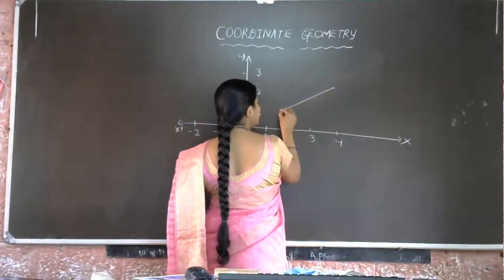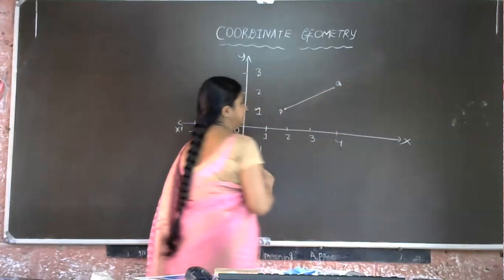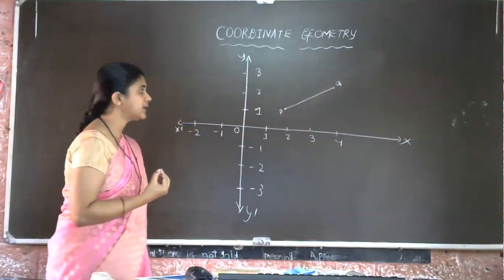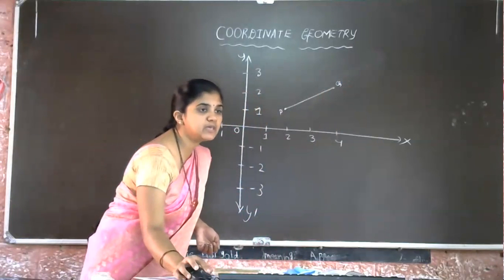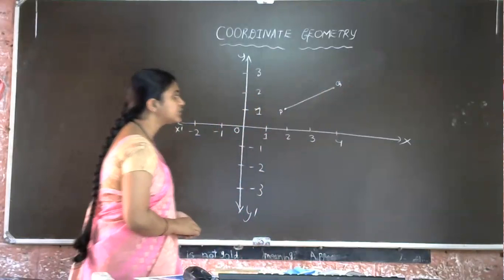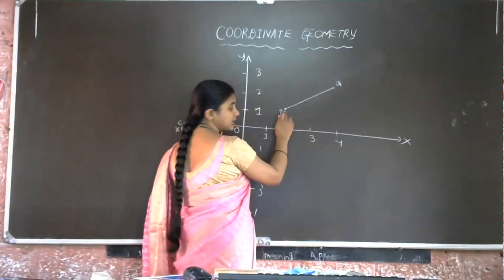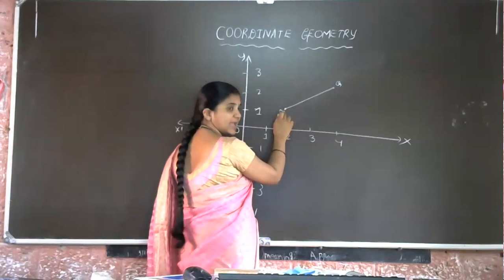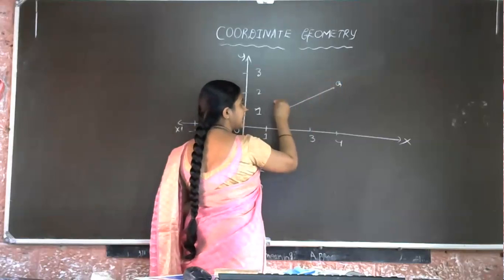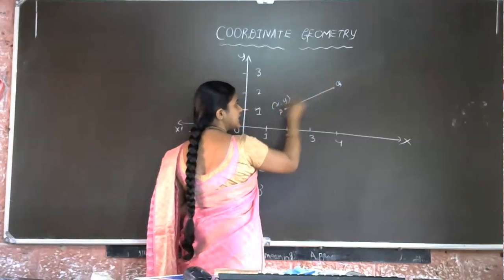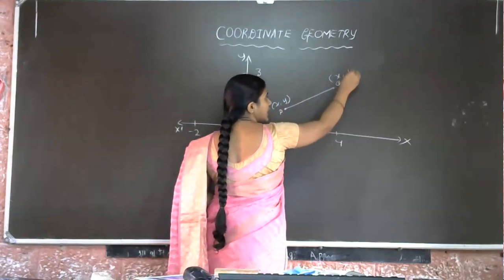Now we have P here and Q here. We have to find the distance of this PQ. How can we find the distance of PQ? Whatever coordinates we get are X, Y. So this is the coordinates X comma Y, and this is also X comma Y.